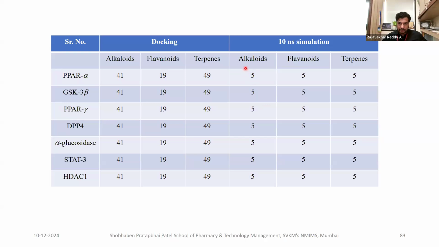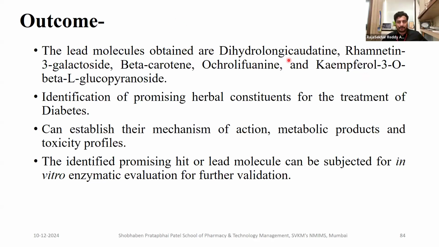Okay, so likewise, we shortlisted these close to 5 top molecules, and these top molecules are this one: dihydro longiquartine, rheumatin, beta carotene, ocroliphamin and camphorol. So these molecules are actually top molecules, and these phytochemicals we are exploring into the next 100 nanosecond time scale, and after that, it can be taken for in vitro and in vivo biological activity. So this is the outcome of this particular activity.